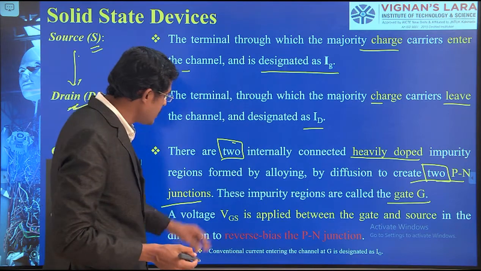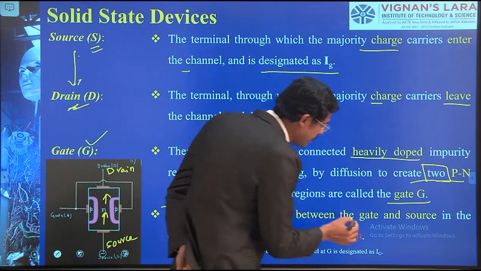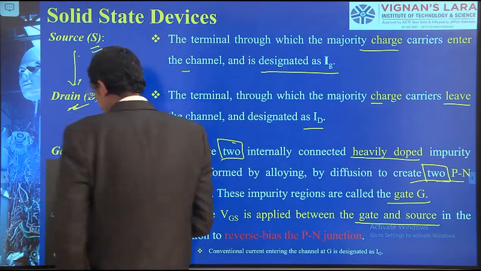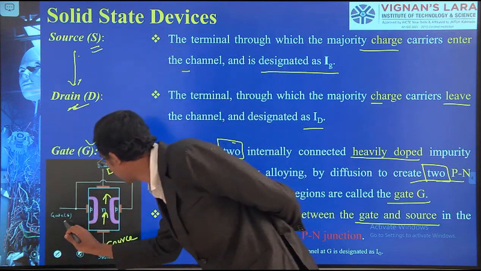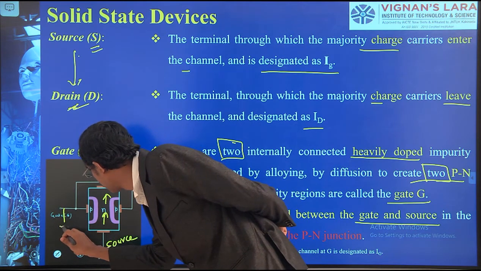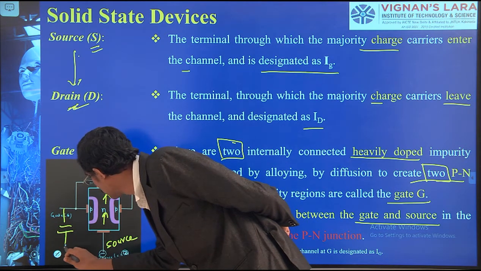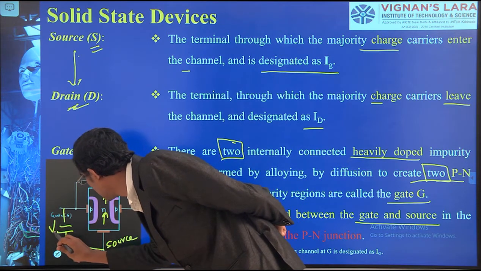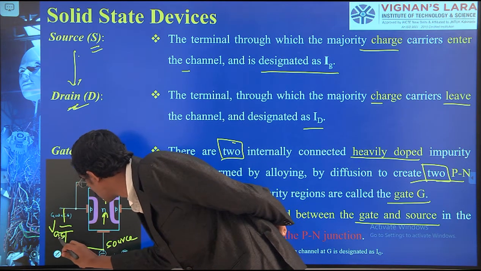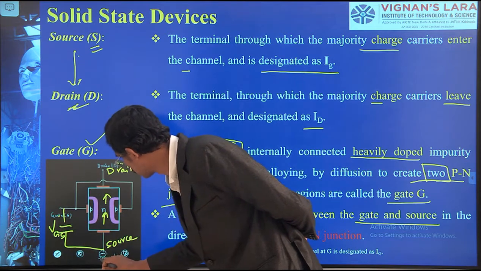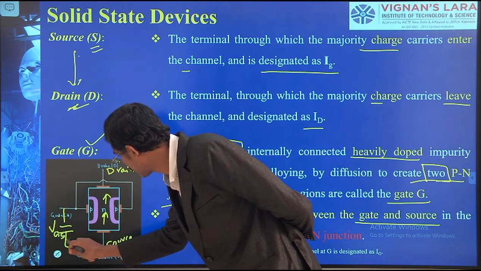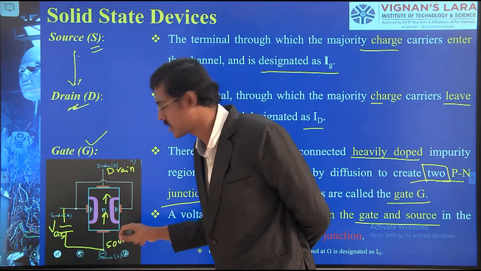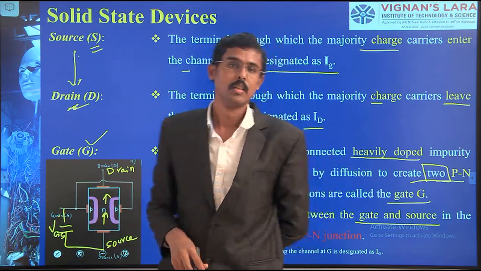A voltage VGS is applied between the gate and the source. What I am going to do here is apply a voltage signal from here to this connection. We are naming this the gate-source voltage. This is the gate, this is the source. Voltage is applied from gate to source. This is going to alter the depletion zone formation between P and N. Right?